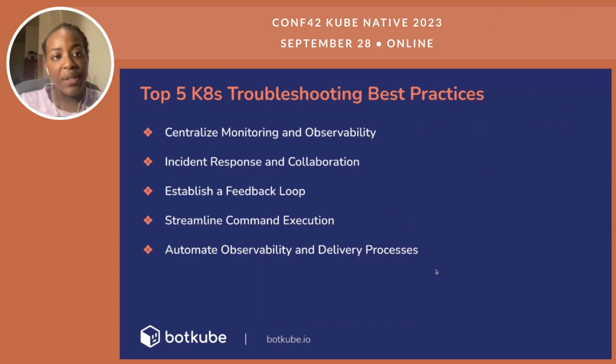So here are my 5 Kubernetes troubleshooting best practices. Number 1, you want to centralize your monitoring and observability. This means you want to put all of your information into one place where everybody can have a shared context and a source of truth to be able to act on the error.